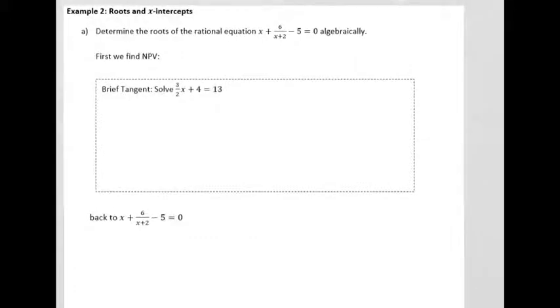So a little bit of algebra here. We're going to determine the roots of this rational equation. Okay, maybe it looks a little scary. We're going to do it algebraically because graphing it on a calculator is cheating. Too easy. Dang it.